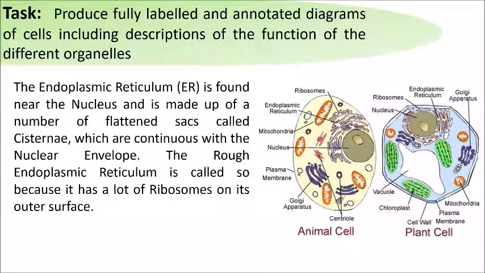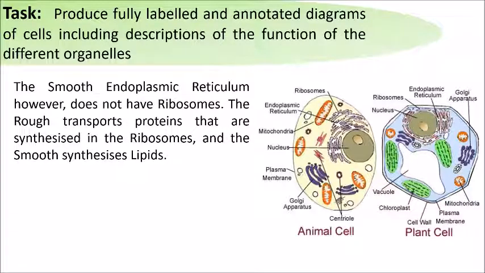The endoplasmic reticulum is found near the nucleus and is made up of a number of flattened sacs called cisternae, which are continuous with the nuclear envelope. The rough endoplasmic reticulum is called rough because it's covered in lots of ribosomes. The smooth endoplasmic reticulum, however, does not have ribosomes on it. The rough transports proteins that are synthesized in the ribosomes, and the smooth synthesizes lipids.